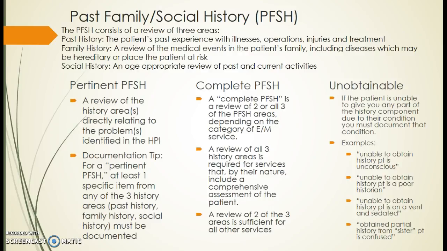So we have 3 options here. The third one is not an option that we really like to use. We only use that typically in emergency situations. So the first 2: pertinent PFSH is a review of the history areas directly relating to the problems identified in the chief complaint or HPI. So for pertinent PFSH, at least 1 specific item from any of the 3 history areas, past history, family history, social history, must be documented. For the complete PFSH, that's a review of 2 or all 3 of the PFSH areas.